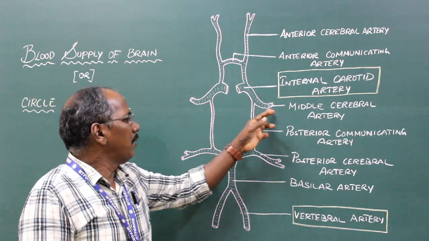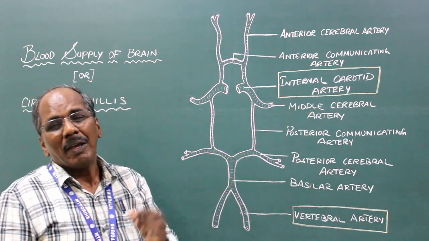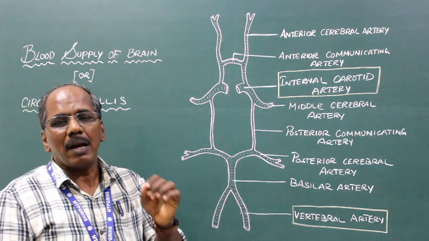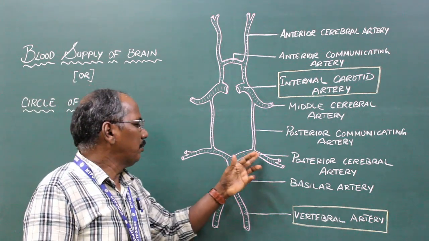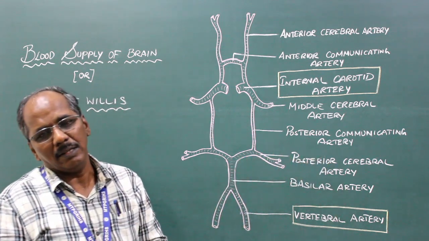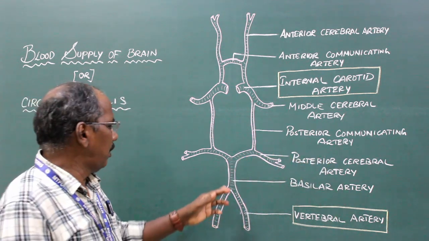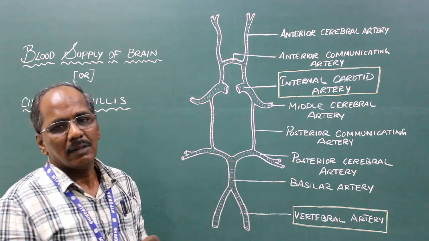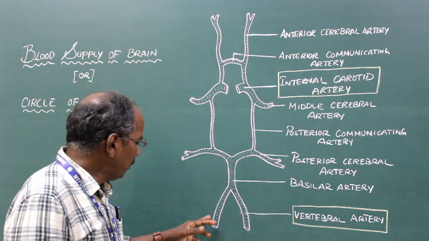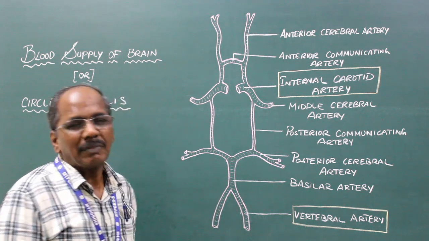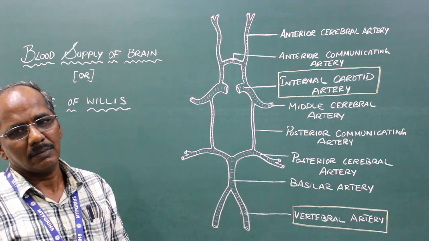Number 2, middle cerebral artery. It is the larger terminal branch of the internal carotid artery. Number 3, posterior cerebral artery. It is a branch of the basilar artery. The basilar artery is in turn formed by the union of the right and left vertebral arteries.